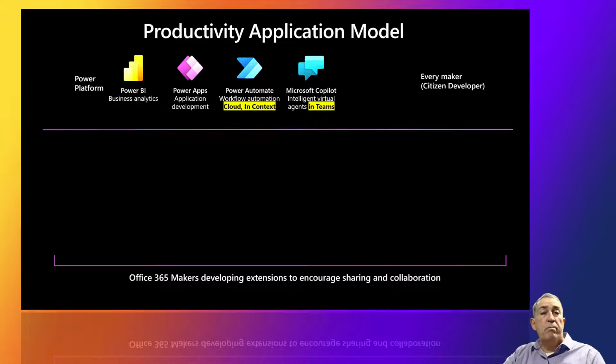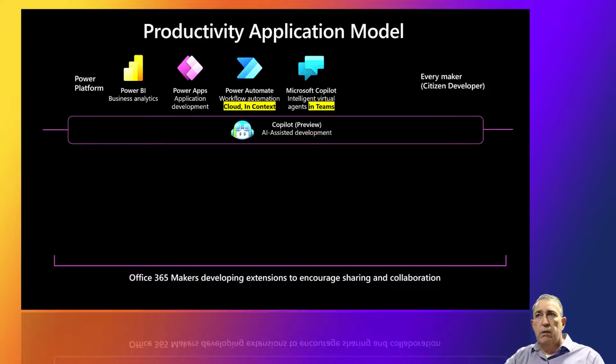In addition to the ability to build workflow processes with Power Automate, we've also included the ability from inside of Teams to build intelligent virtual agents using Microsoft Copilot technology. That same technology is being put in place for Power Apps and Power Automate for any maker so that it can help them to build applications by giving them assisted development as part of the development process.